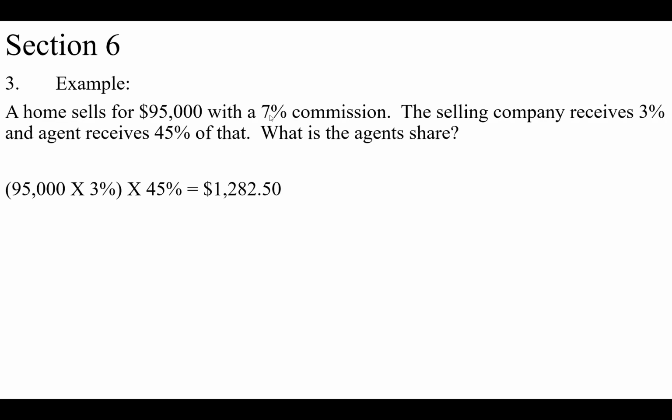Again, use the selling price. Here's some junk in the question right here, 7%. That's junk in the question because it's telling us right here the selling company receives 3% of the 95,000. The other 4%, so 7% minus 3% equals 4%, will be going to the listing company. But the question is asking us, what is the agent's share for the selling company? And it's $1,282.50.